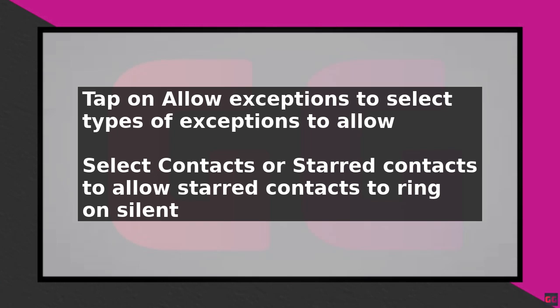Once you have starred the contact, they will be able to ring your device even when it is on silent mode. By following these steps, you can make specific contacts ring on silent on Android. This feature is useful for allowing important contacts to reach you even when your device is on silent mode.